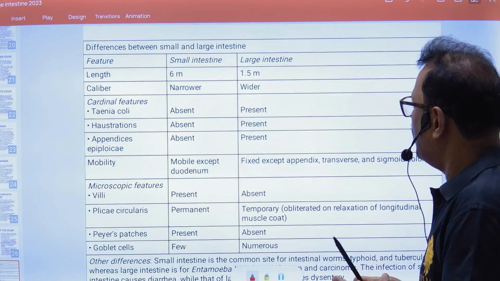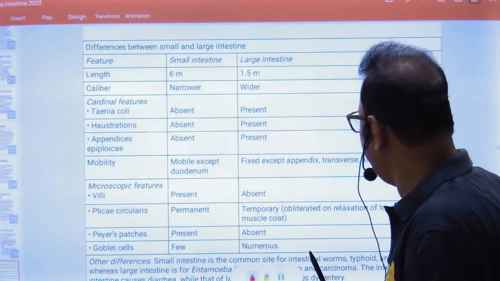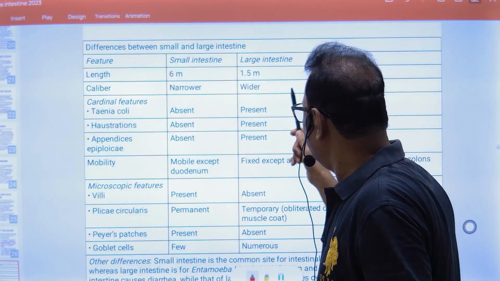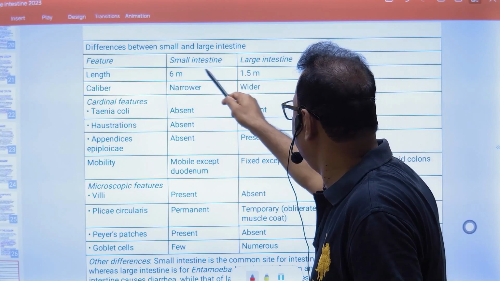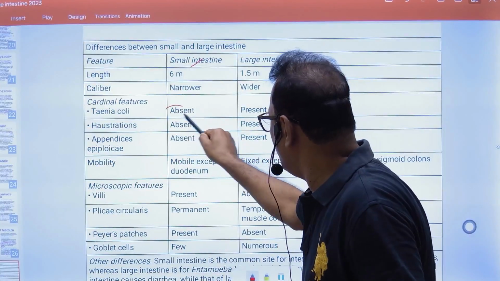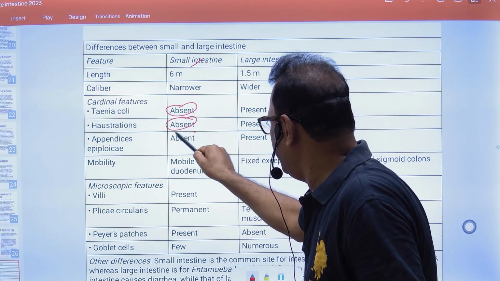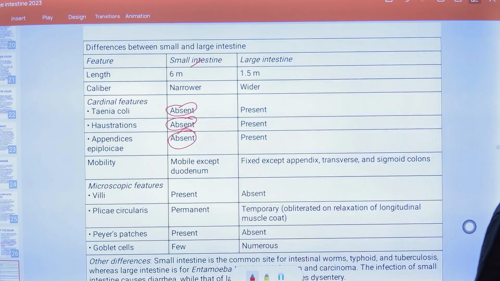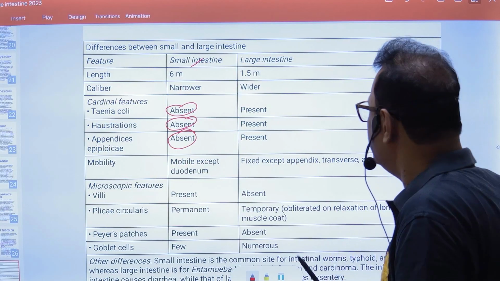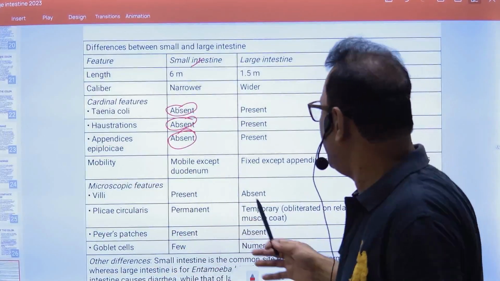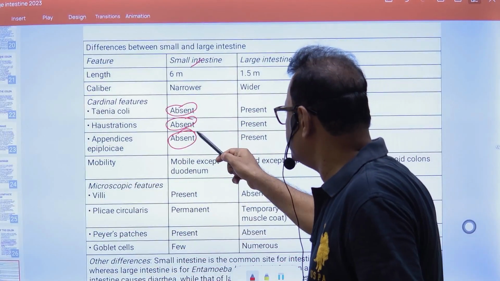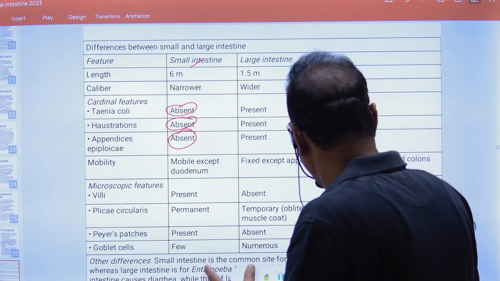Now, finally, coming to the difference between the large intestine and the small intestine, we know three important things will be absent in the small intestine. That is the taenia coli, haustration, and the appendices epiploicae. This is the most important difference between the small intestine and the large intestine. Those are absent in the small intestine.